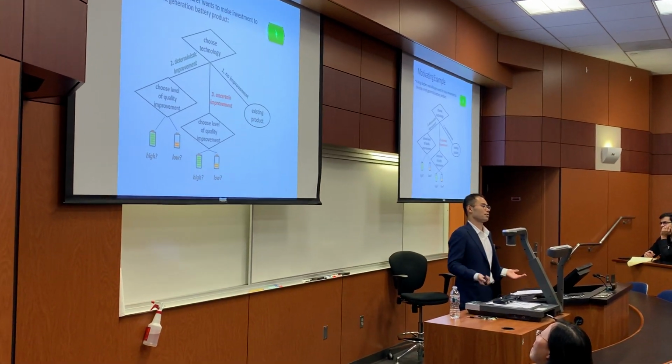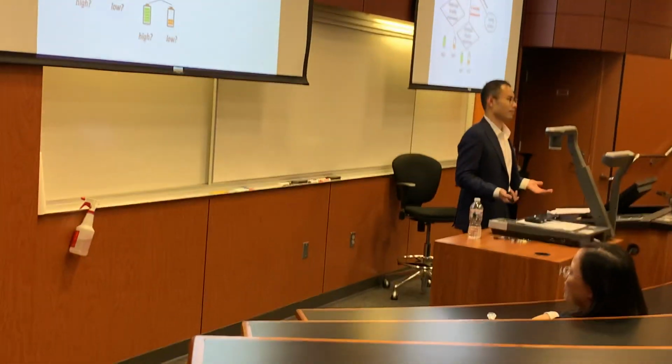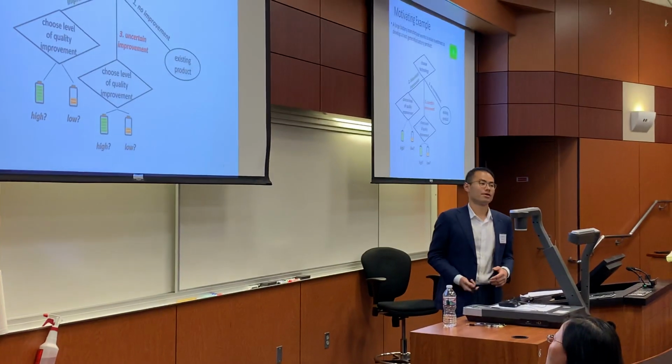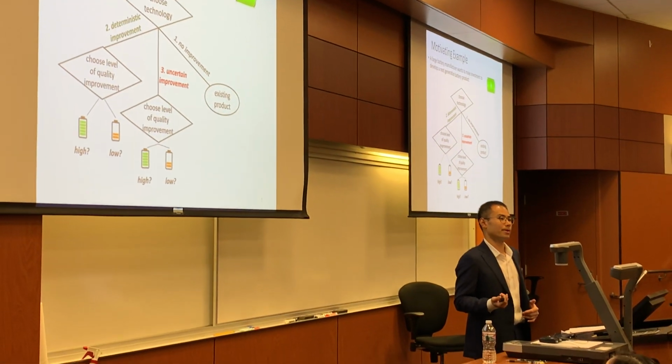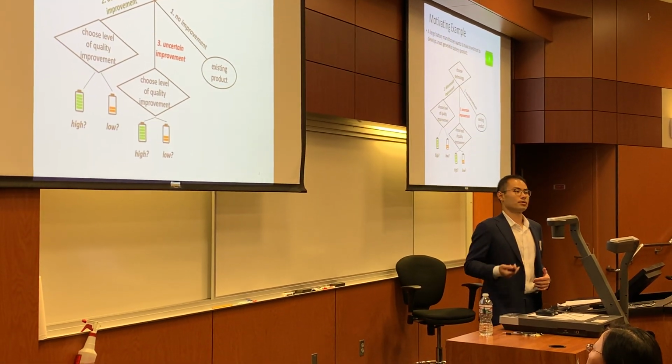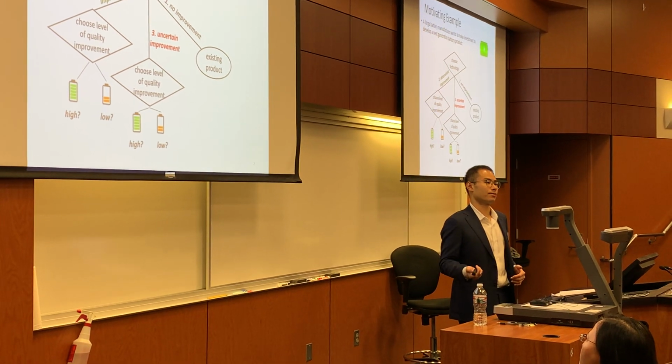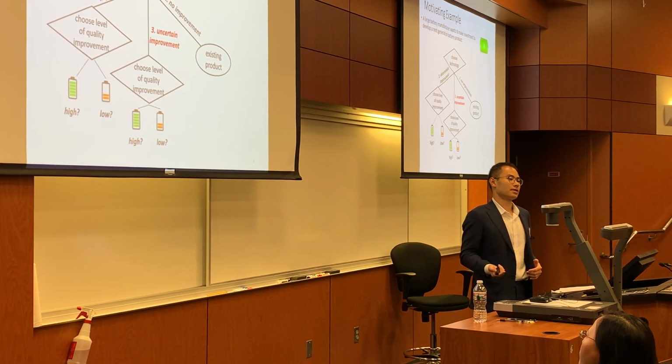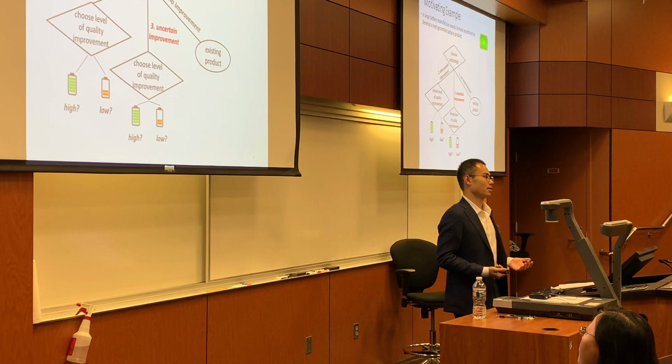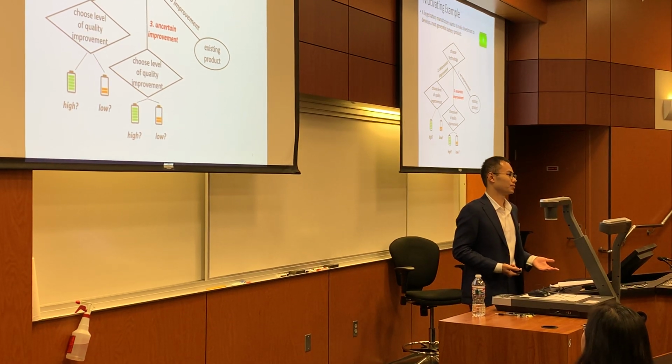The firm can just offer the current product right away, right? However, if it wants to make quality improvement, then there are different levels of decision it has to make. The first level of decision to think about is what technology to choose.